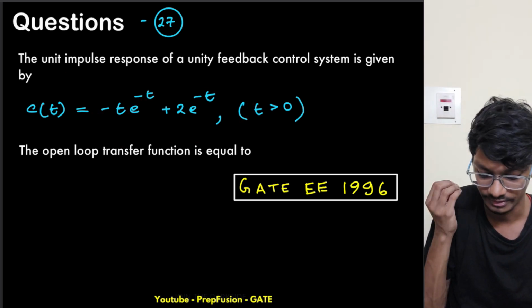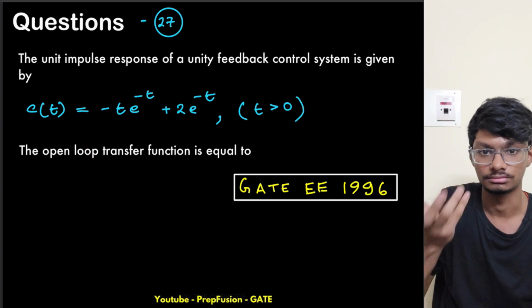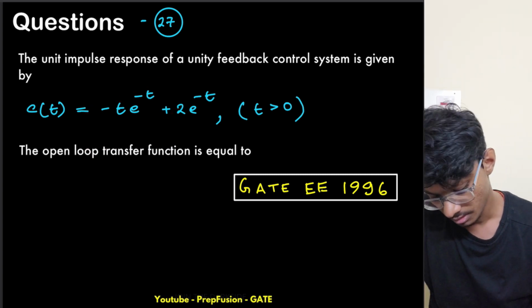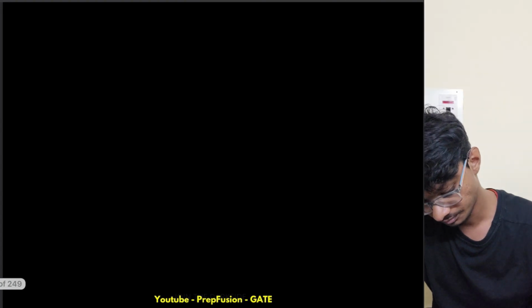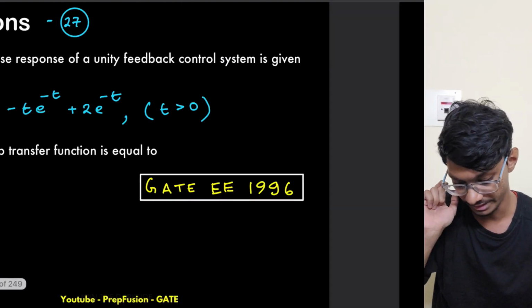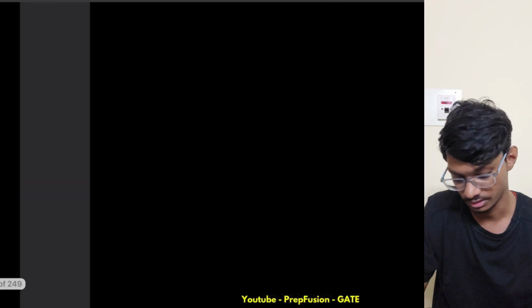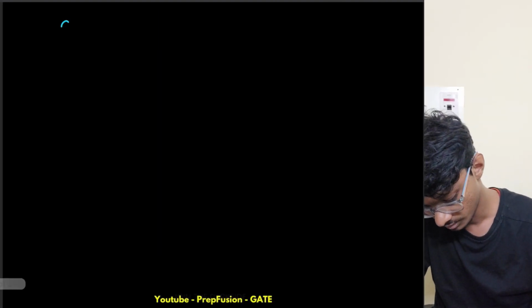So for the unit impulse, if I find the Laplace domain for this, we'll get the simple impulse response, right? So what I'll do, find the Laplace domain. So we'll find the CLTF. From CLTF we'll find the OLTF, as I mentioned in the formula, right? It is a unity gain, so that relation we will use, right? So we'll solve this pretty quickly.